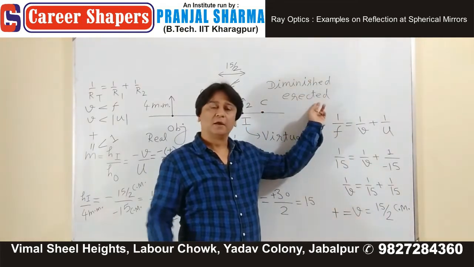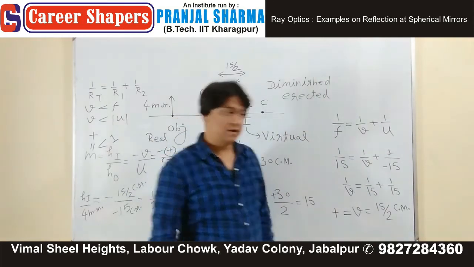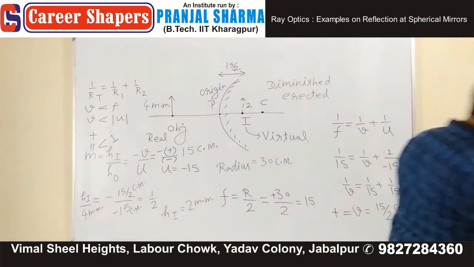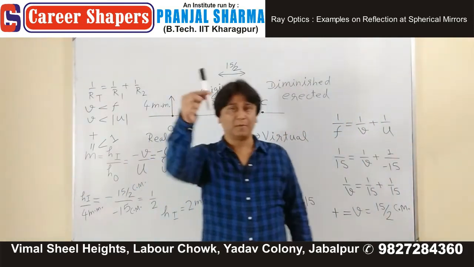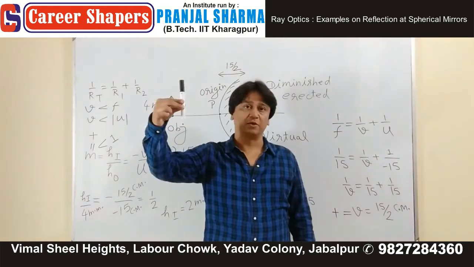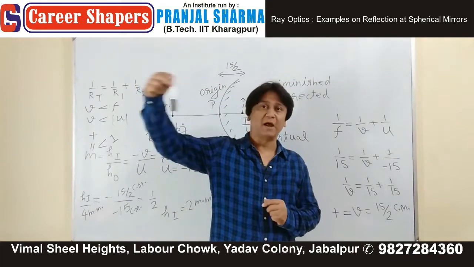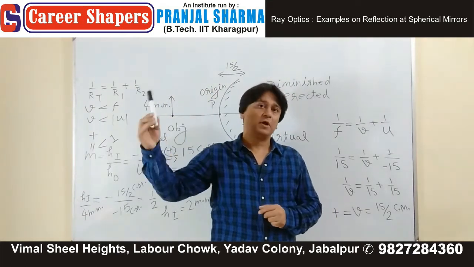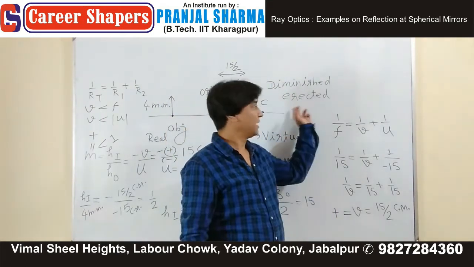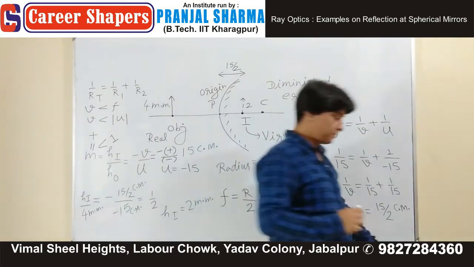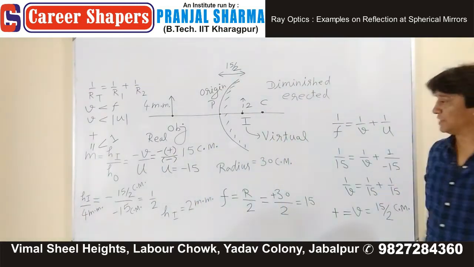And in that convex shape, whenever you see things, they are always what? Erected. Suppose the marker is a bike. If a bike is coming like this, you don't ever see in that side mirror that the bike is running like this. So it always looks erect.